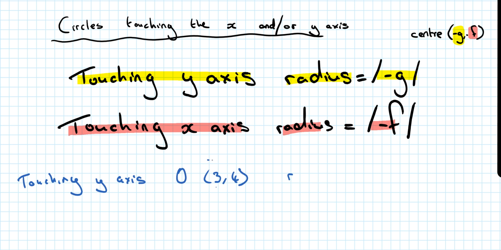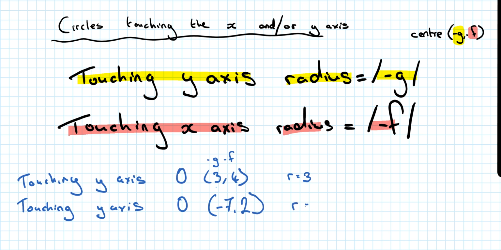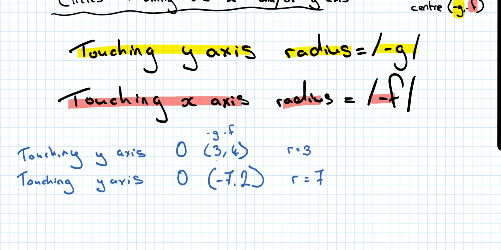Now remember, this is minus g, minus f. So what's the modulus of 3? It's just 3. What if it's touching the y-axis and its center O is minus 7, 2? Then the radius is going to be the modulus of minus g. So the radius is going to be 7.